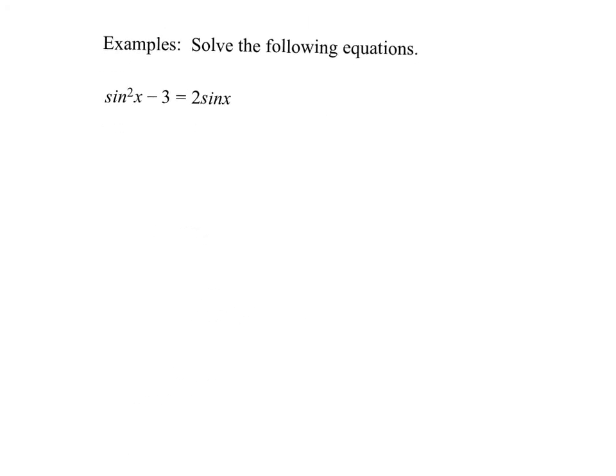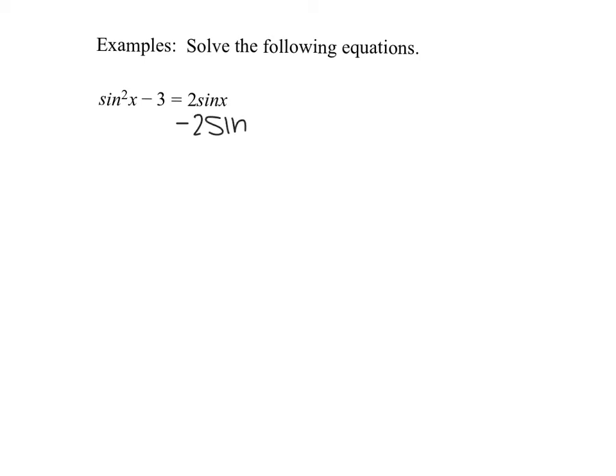So let's do a couple of examples of these types of equations. We have sine squared of x minus 3 equals 2 sine of x. Our first step is going to be to subtract the 2 sine of x.